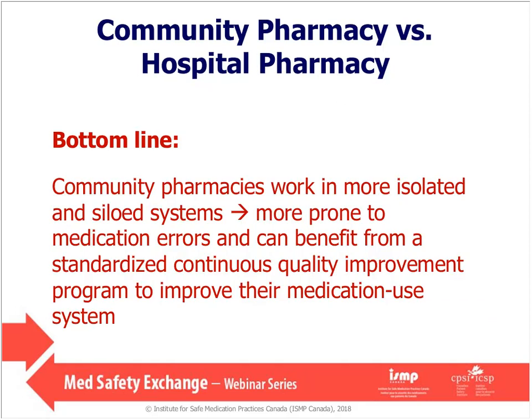So all these factors lead me to my final point, which is that due to the work systems within community pharmacies, pharmacists tend to find themselves in more isolated and siloed systems with less oversight and control processes to catch errors compared to hospital pharmacists. This makes community pharmacies more prone to medication errors, which is where a standardized continuous quality improvement program can make an impact by helping to catch system vulnerabilities to develop a safer medication use system.